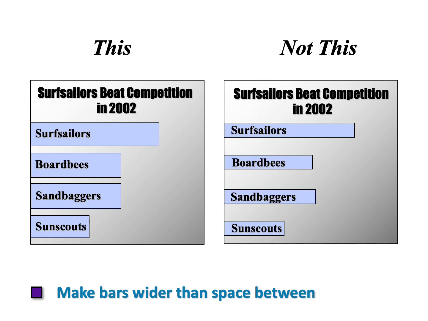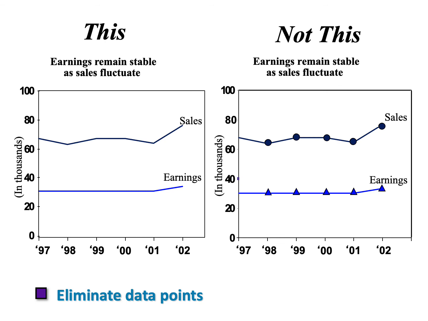Here's an example of making the bars wider than the space between them. It makes it easier to see. It's a little bit more bold. Eliminate all the little data points, all these little triangles or dots along the way. If you're highlighting something particular, it would be okay to highlight, I think, one here to emphasize the year 2000, for example, but eliminate all the extras.